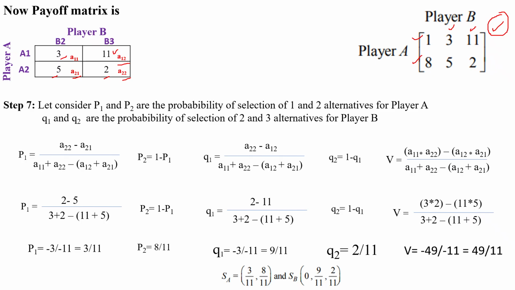So now the probabilities of selection of the first and second strategies of the player A are 3 by 11 and 8 by 11. Similarly, from the player B point of view, player B is selecting only the second and third strategies. So he is neglecting the first strategy, so its probability is 0. And the probabilities of the second and third strategies for the player B are 9 by 11 and 2 by 11. So this is the solution.